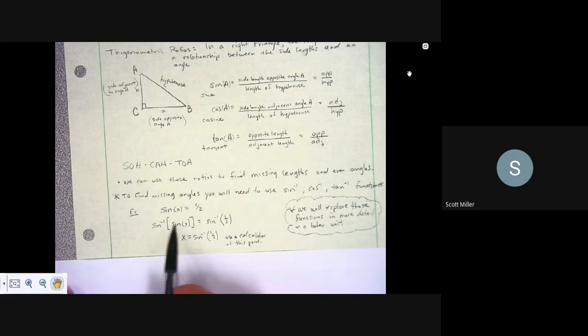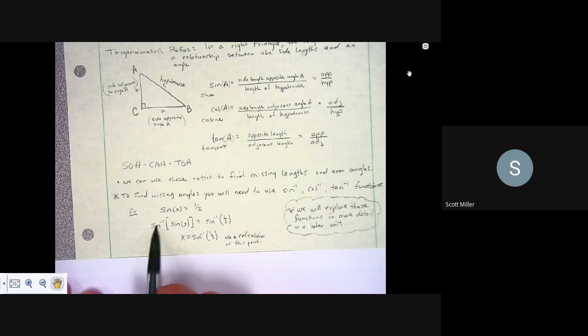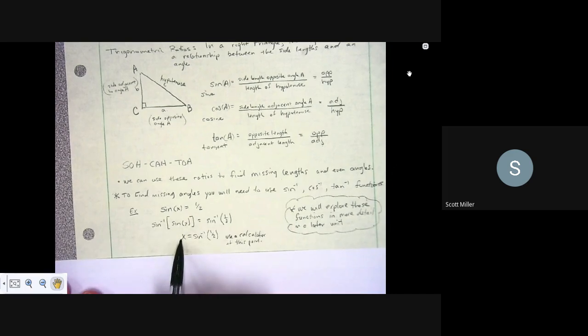And then these two things will cancel each other out. They're undoers of each other, and you're left with just the angle x. That's how you get to it. This is how you would display it.